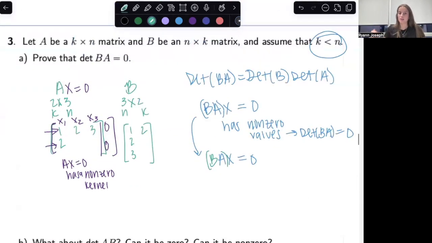So that's kind of the definition of why the determinant of BA must be equal to 0, because BAx equals 0 has non-zero solutions.